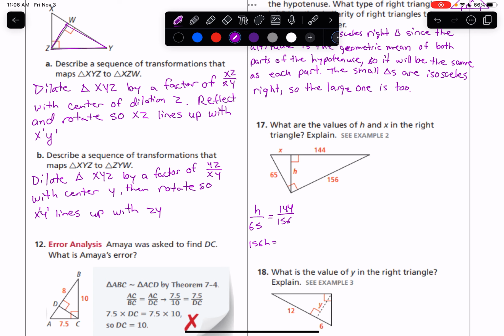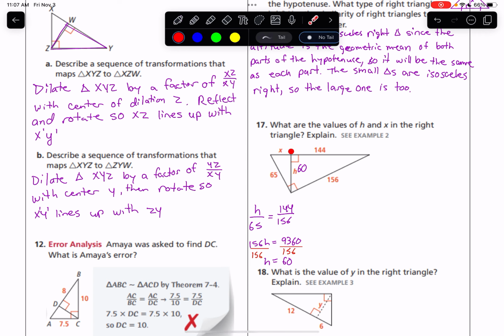Let me grab my calculator real quick. 144 times 65 gives me 9,360. And then if I divide both sides by 156, I end up with h equals 60. So there's 60.